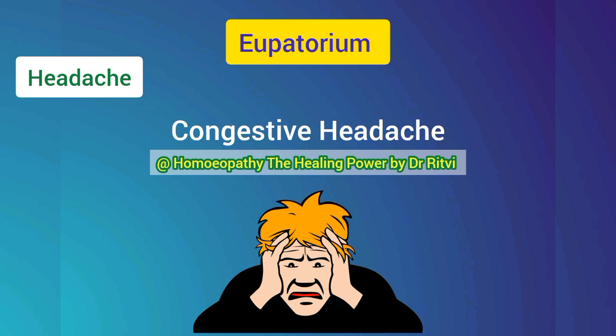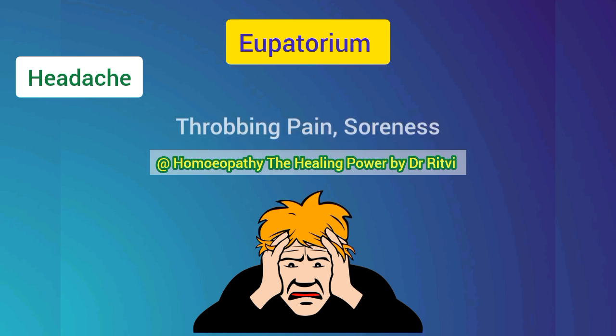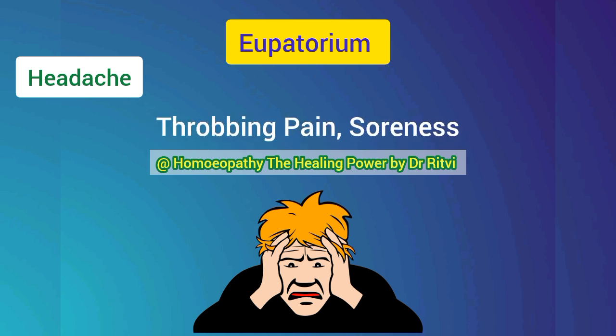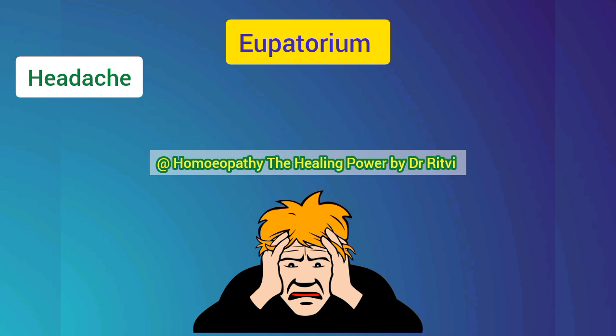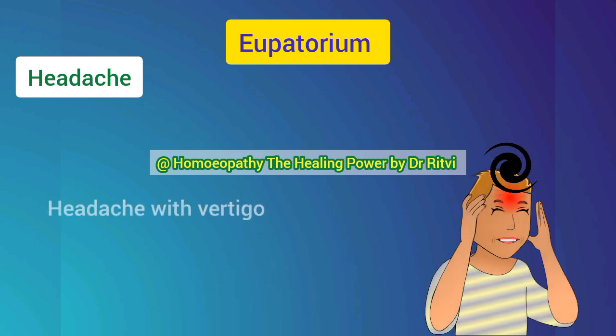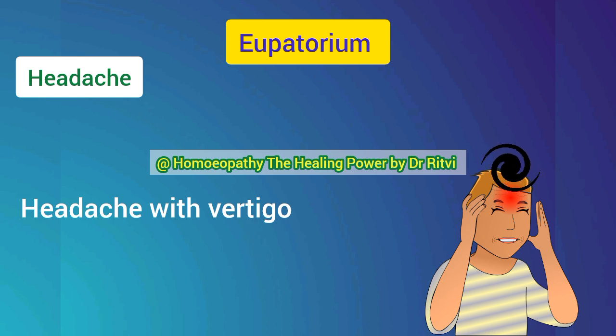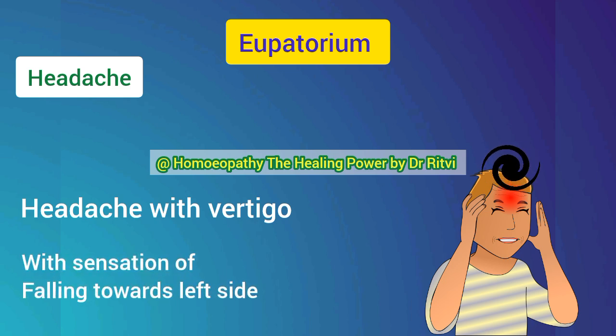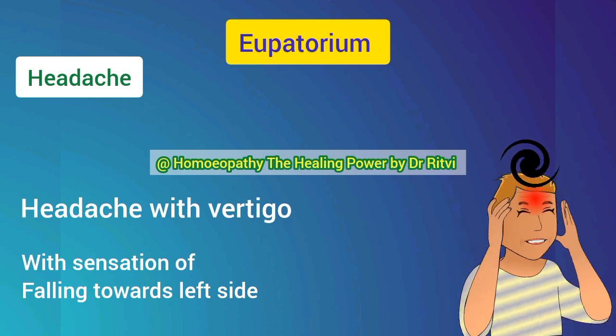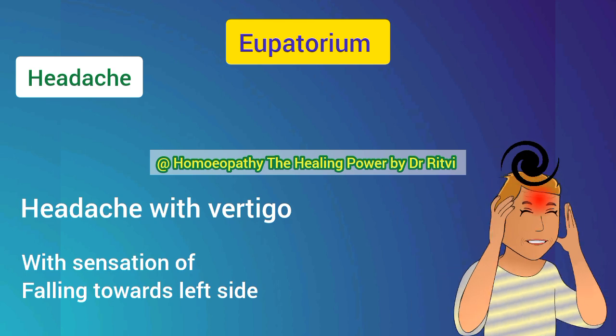Throbbing type of pain is felt by the patient, and along with that there is extreme soreness of head. Friends, this headache gets aggravated after lying down. With this headache there is the most important concomitant symptom, that is with headache there is vertigo. And the patient, when having headache with vertigo, feels as if he is going to fall towards left side. Friends, this is also the most important symptom of Eupatorium.